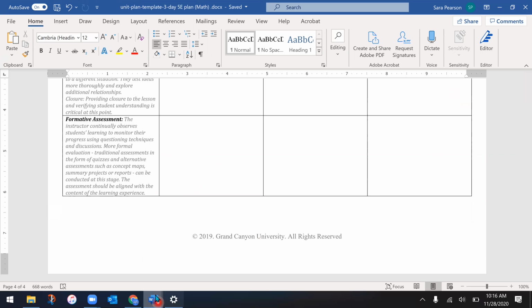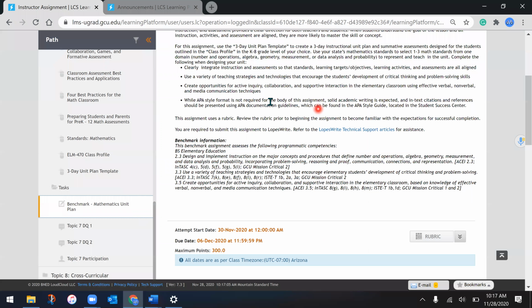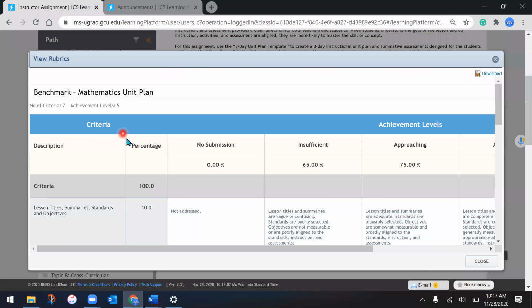So those are the 2 plans that you can use. I will attach them to this week's assignment. Let's go ahead and take a look at the rubric.